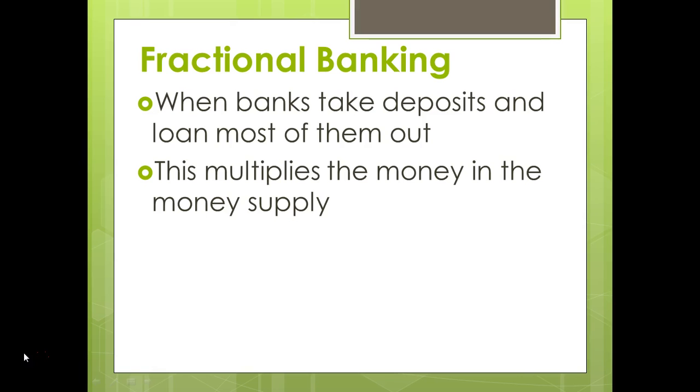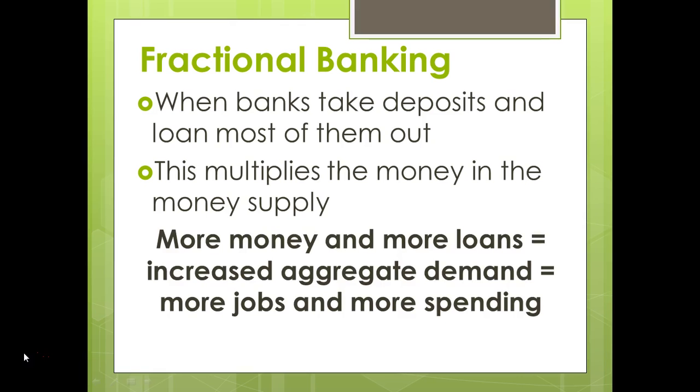And what it does is this multiplies the money in the money supply because I think I have money in the bank, and then the bank gives out a loan and that person puts the money in the bank and they think they have money in the bank, and then the bank does the same thing. More money and more loans equals increased aggregate demand because the more loans get made, the more money people have and the more money they spend, and that creates jobs and more spending.